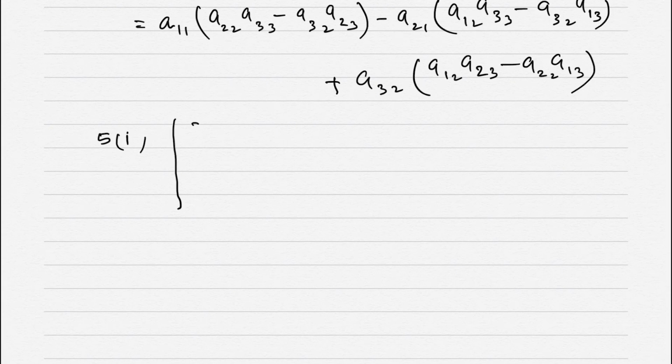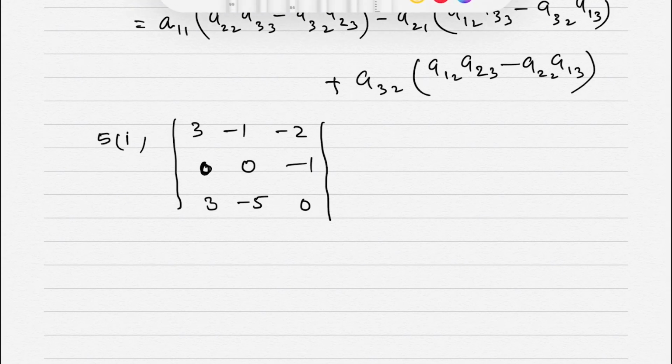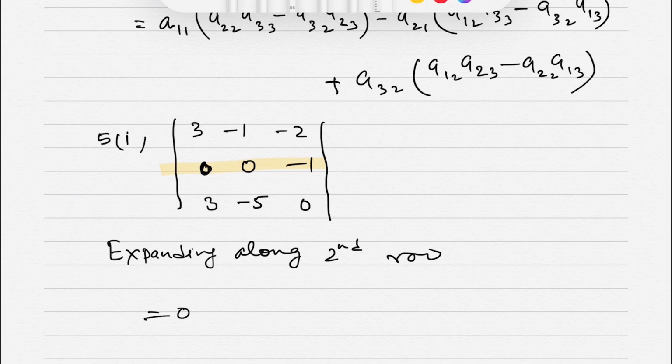We have a determinant here: 3, minus 1, minus 2, 0, 0, 0, minus 1, 3, minus 5, 0. Now if you observe this determinant, you will find that the second row has two zeros. It means that expanding this determinant along the second row will be easier because two of the terms will be 0. So we'll expand along the second row.